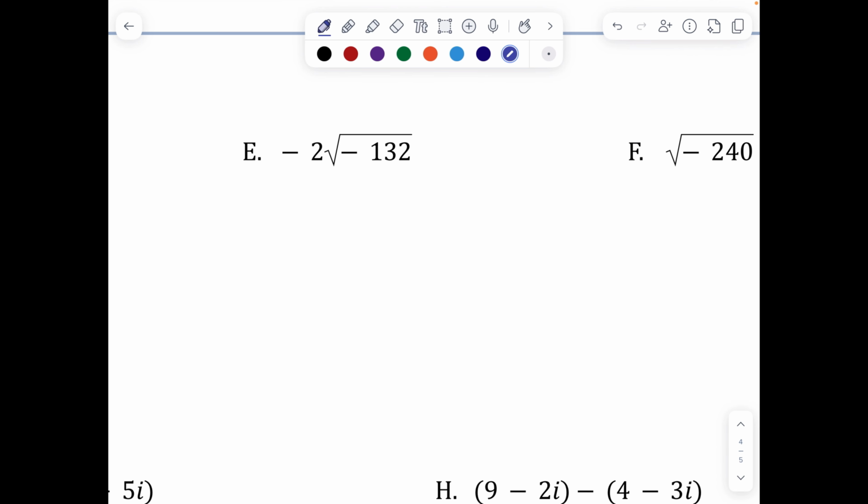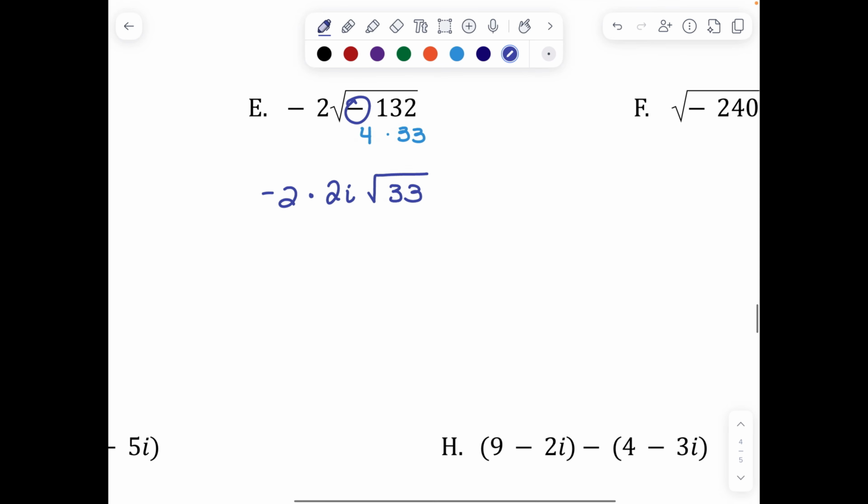E says -2 times the square root of -132. So I know that 132 is just 4 times 33. So that negative 2 stays outside. Square root of 4 is 2. And then that negative is going to come out as an i. So we have times 2i square root of 33. We simplify this, we get negative 4i square root of 33.